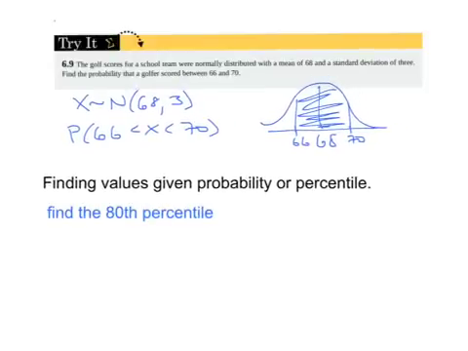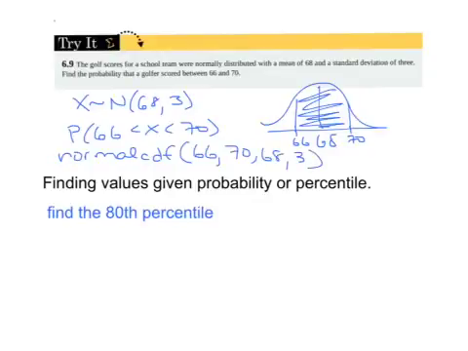So once again, I'm going to have normal CDF. I start with 66. I go to 70. My mean was 68. Standard deviation 3. And on my calculator, I should come up with 0.4950. So the probability that a golfer scored between 66 and 70 is about 49.5% or 0.495. What happens when I ask you to actually find the 80th percentile?